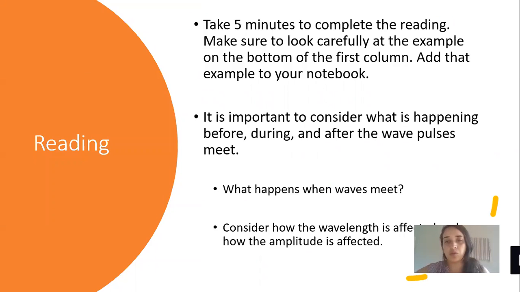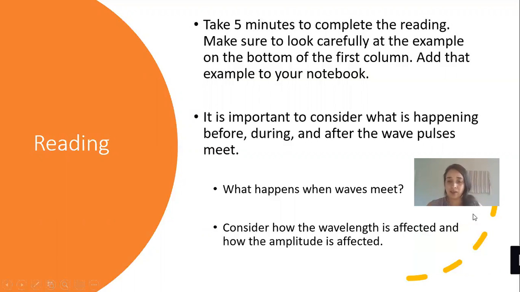Today's activity is going to be a short reading and then practice problems. So you're going to take the next 5 minutes to complete the reading. Make sure you look carefully at the example at the bottom of the first column. And then add that example into your notes. It is important to consider what is happening before, during, and after wave pulses meet. What happens when the wave pulses meet? And consider how the wavelength is affected and how the amplitude is affected.